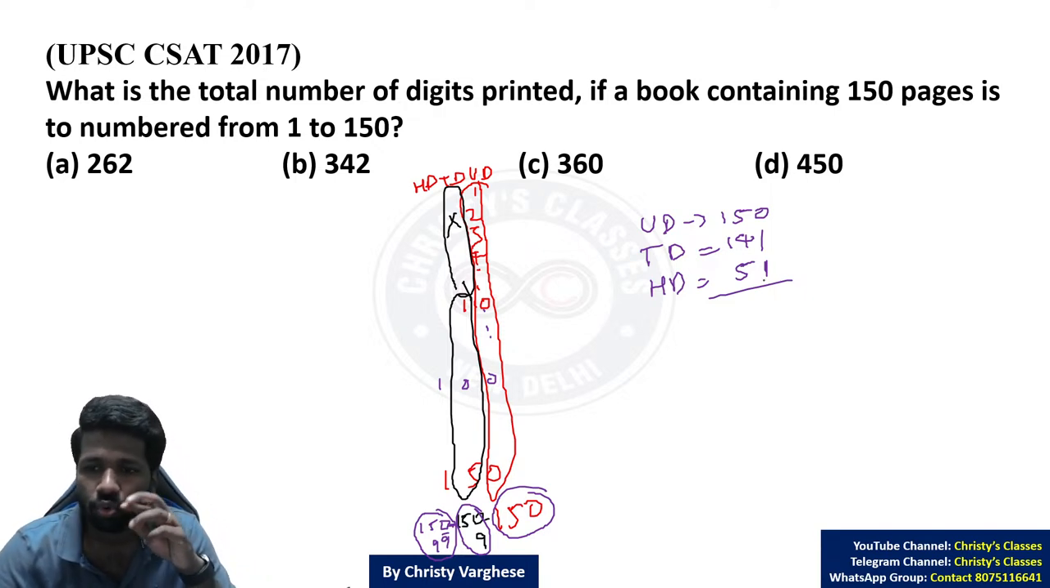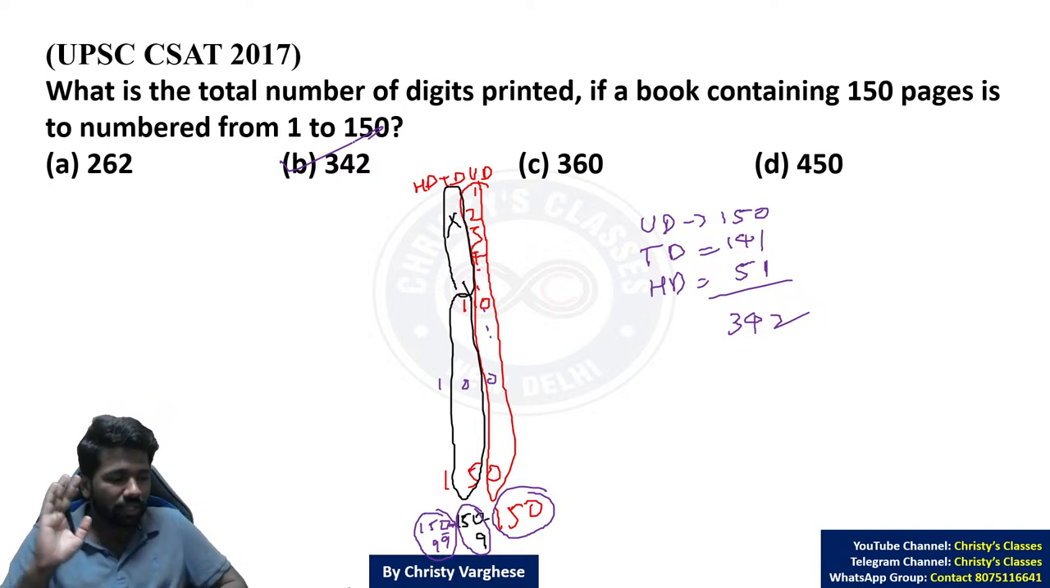So 200, 300, 342 will be the answer. This is one way of doing it, that is looking at unit place, tens place, hundreds place.